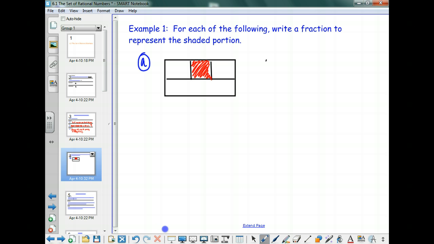It is 1/6. Why isn't it 1/4? Because you're going to have some student in your class that's going to say, but Ms. Darvasek, it's 1/4. There's 4 pieces and there's only one of them shaded in. Why is it not 1/4?